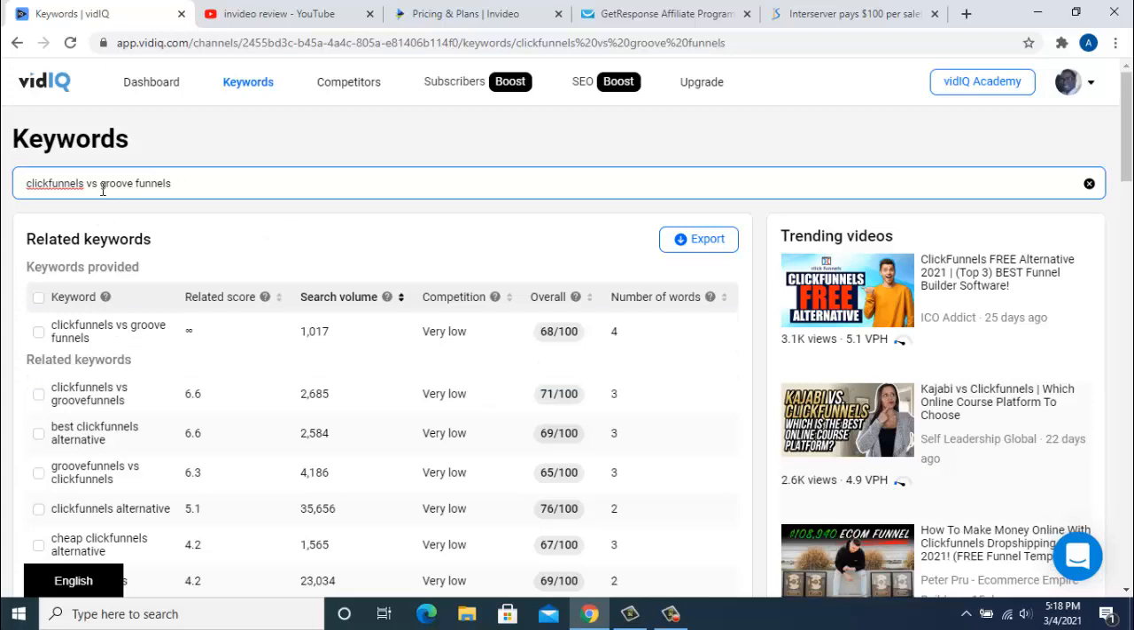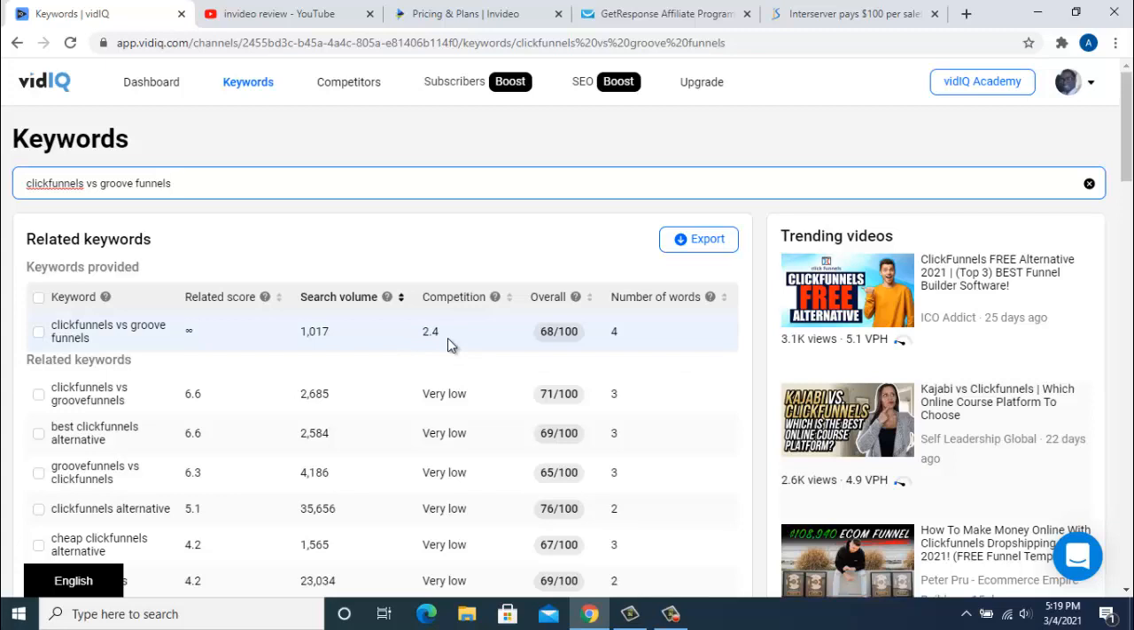Versus also is a keyword that people use when they are almost buying, but they have a problem deciding between two tools. They just want to decide which one is best for them. So what you want to do is target this type of keyword also. As you can see, this is 1,000 searches every month, not a lot, and you can see 2.4, really easy to rank for.